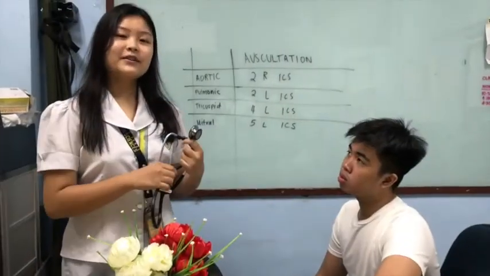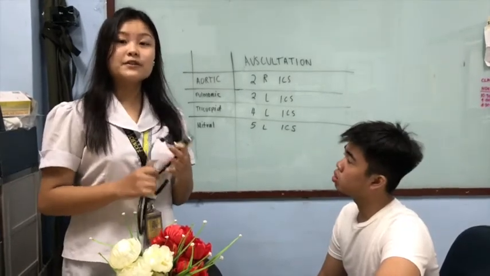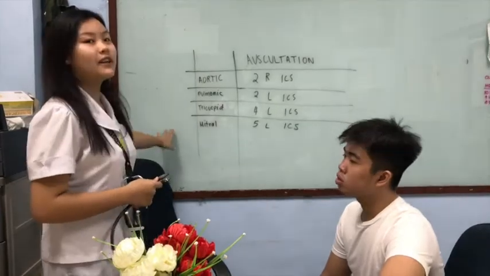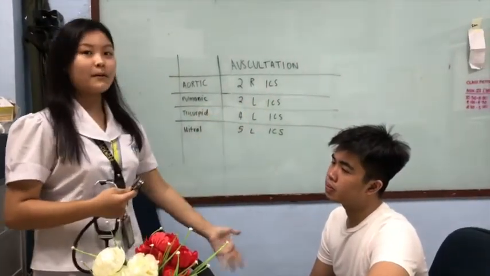Okay, so we are now going to assess our heart sounds. In assessing our heart sounds, we need to palpate or auscultate four locations. So we are going to locate the aortic, pulmonic, tricuspid, and mitral valve. And this is their location in the patient's body.